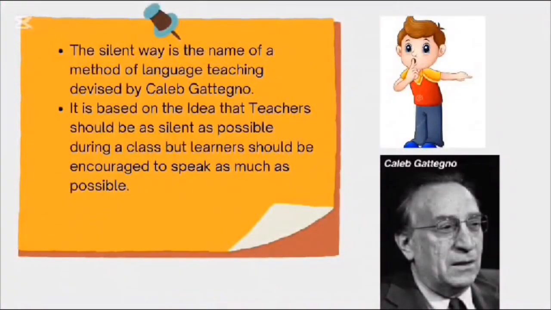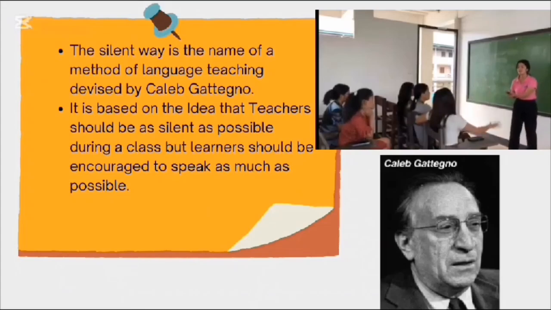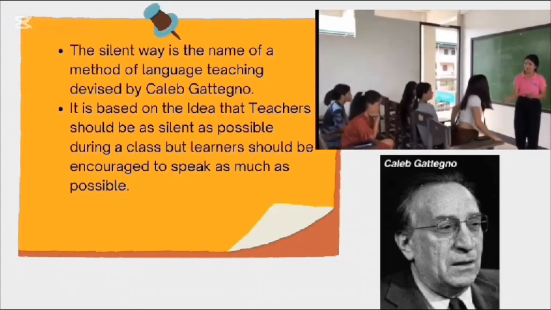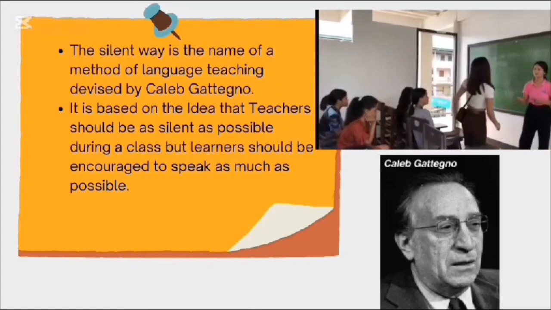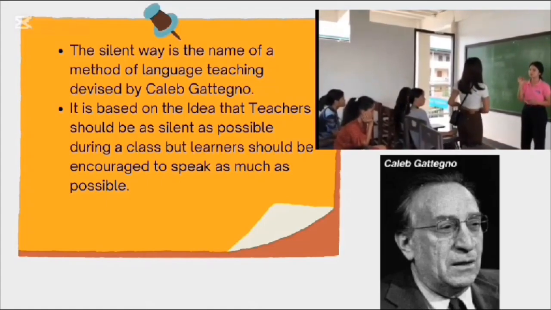The silent way is the name of a method of language teaching devised by Caleb Gattegno. It is based on the idea that teachers should be as silent as possible during a class, but learners should be encouraged to speak as much as possible.